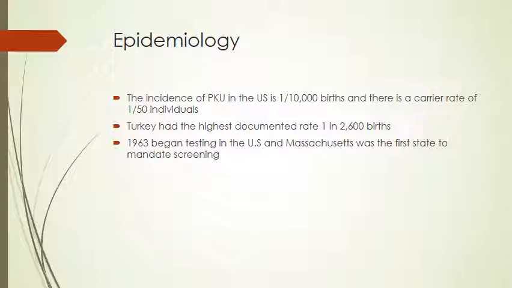The incidence of PKU in the United States is 1 in 10,000 births, and there is a carrier rate of 1 in 50 individuals. Turkey has had the highest documented rate of 1 in 2,600 births, most likely due to consanguinity. In 1963, the United States began testing for PKU, and Massachusetts was the first state to mandate screening. Today, every state in the United States does screen for PKU and for hypothyroidism, as well as many other metabolic diseases.